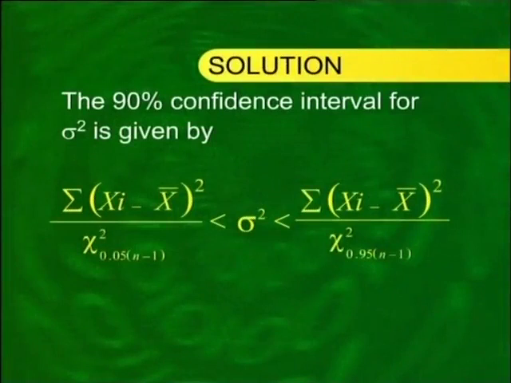And as you now see on the screen, if we are interested in constructing a 90% confidence interval for sigma square, it is given by summation x minus x bar whole square over chi square 0.05 at n minus 1 degrees of freedom. This is the lower limit, and the upper limit is summation x minus x bar whole square over chi square 0.95 n minus 1 degrees of freedom.